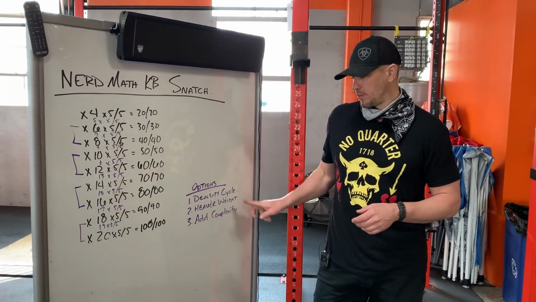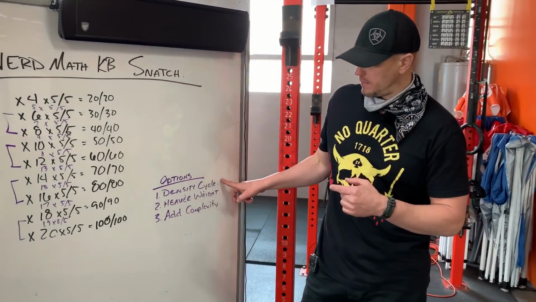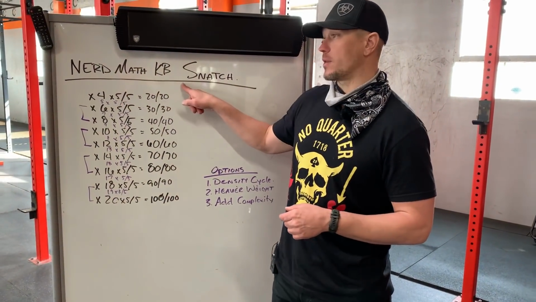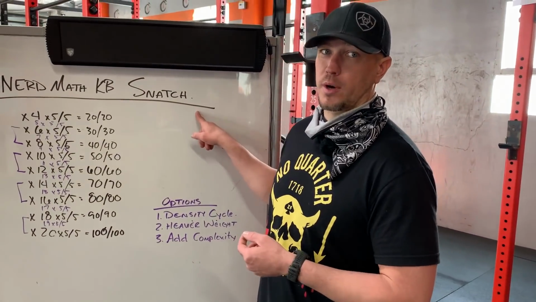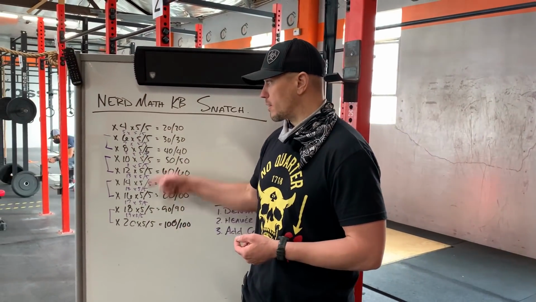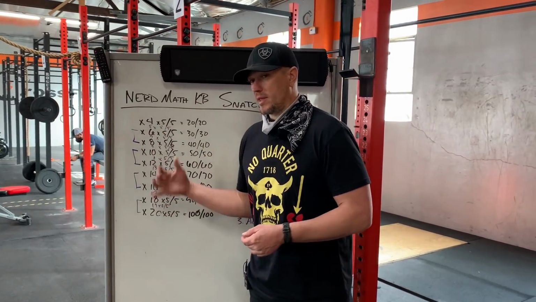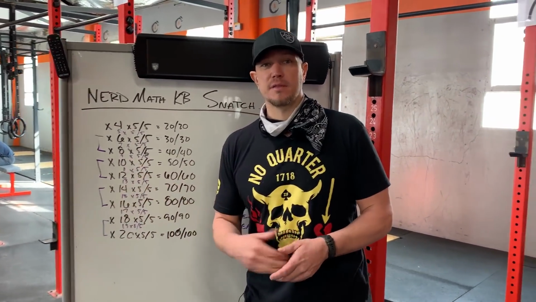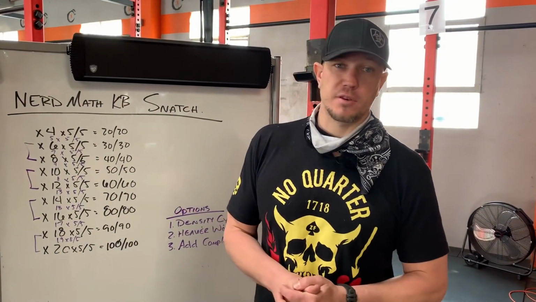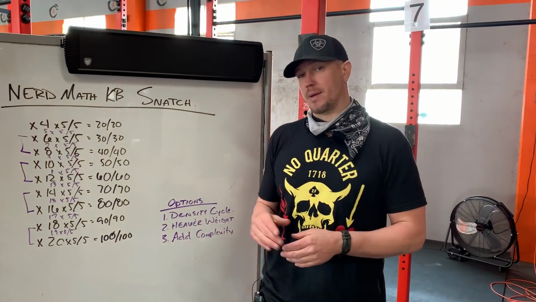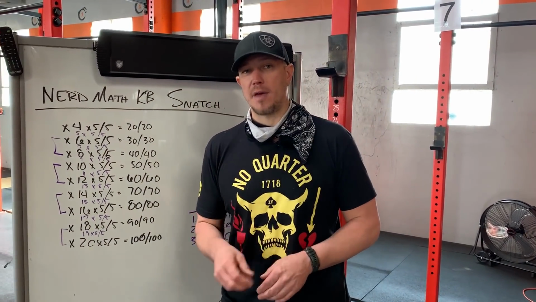So with our options, we can either go to a density cycle at the end of this, or we can go to a heavier weight. If you were using a 16K, then you could use an 18K or a 20K or a 22K, and you can repeat this over and over and over again. If you have 10 weights and each one of these takes 4 to 5 weeks, then you have 50 weeks of training right there. You can get very good at kettlebells in a very short period of time as long as you do the math and you write it down.